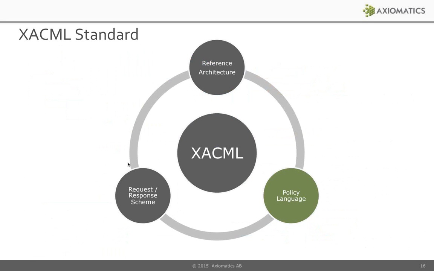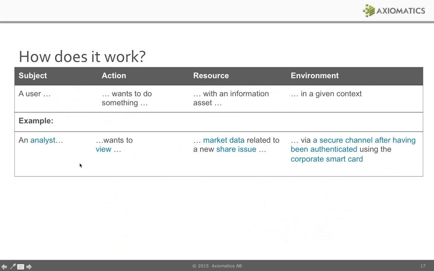So a little bit more about the policy language. Now it's really all about attributes, right? We start out with more of an English language statement that says, an analyst wants to view market data related to a new share issue by a secure channel. So our policies are based on these attributes that are highlighted in blue, and they fall into different categories.